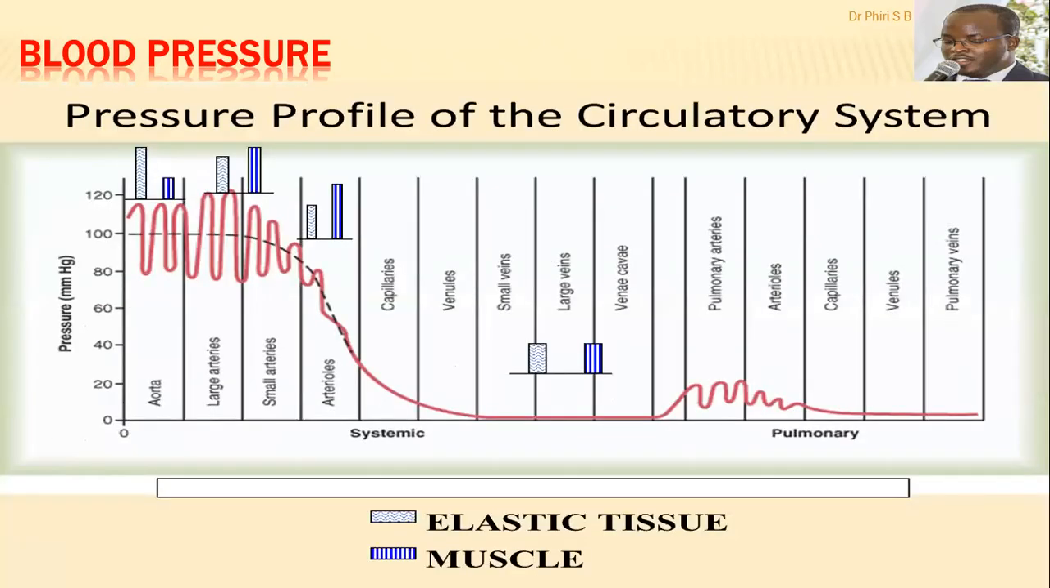This diagram is just showing us the pressure profile of the circulatory system, and which vessels are going to resist the flow of blood or reduce the pressure. You can see here, starting from the aorta, going to the large arteries, then the small arteries and arterioles. Within the aorta and the large arteries, the pressures are high, with the systolic and diastolic pressure maintained between 120 and 80. But later on, as you go to the small arteries and arterioles, you can see that the pressure is reducing so much. Why?